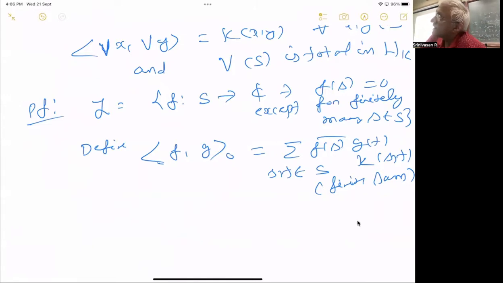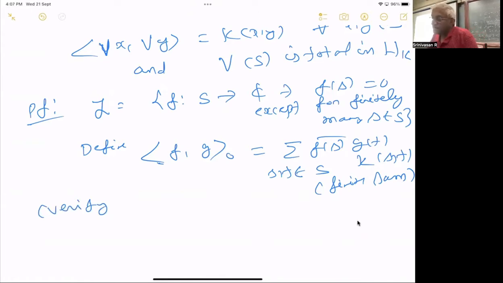Yes, you are taking the product also, so it is the intersection. Correct, that's what will happen. So it's a small set, and you have to take the K also only in that set. And for positive definiteness, verify. It's clearly conjugate linear in the first variable, linear in the second variable. Those things are clear.